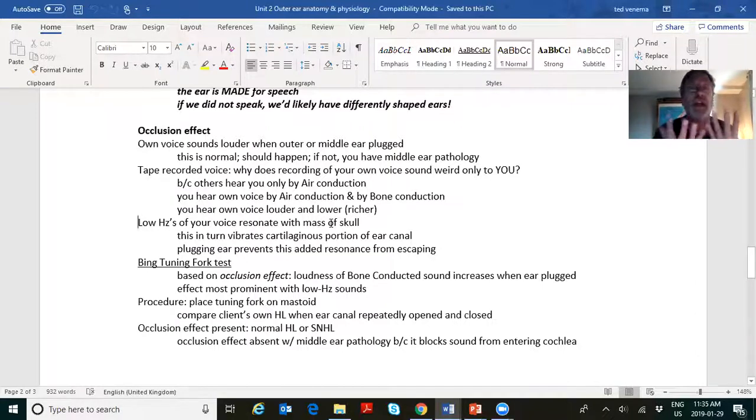So you're talking, and the lows from your voice, ah, ooh, ee, everything from your larynx, your voice, resonates the bone of your skull, which in turn vibrates the cartilaginous portion of your ear canal. And plugging your ear prevents that from escaping. So you don't even need a tuning fork to do the Bing tuning fork test. You can just talk and plug your ear.